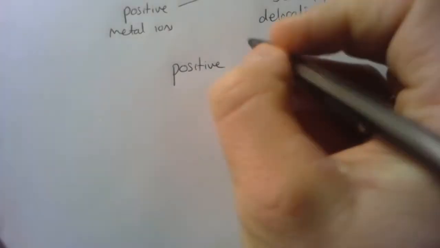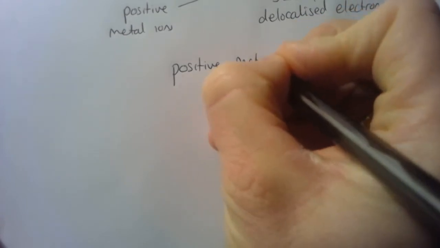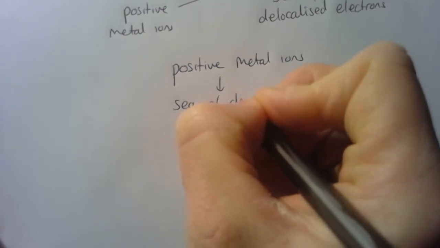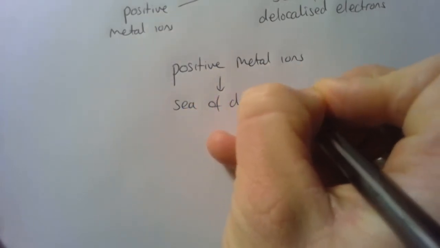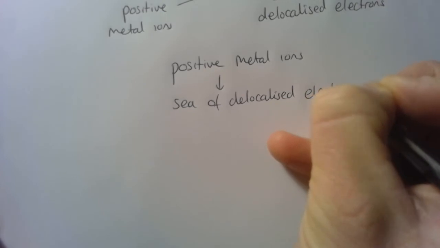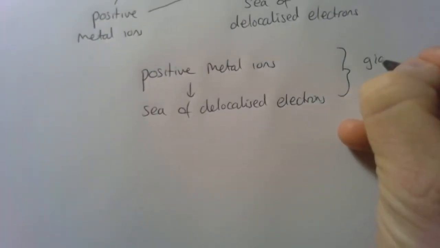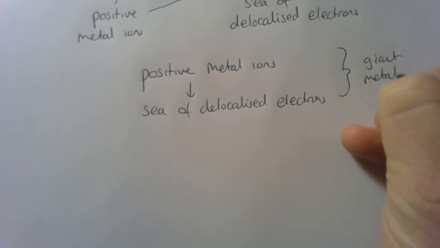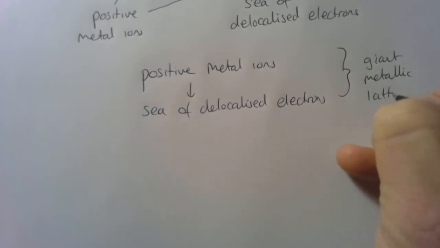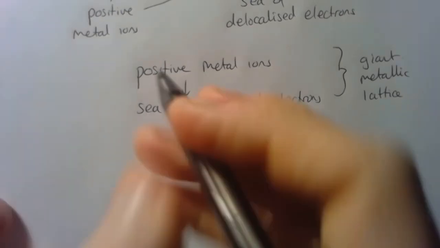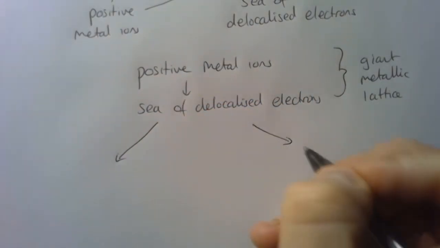So a metallic structure or metallic lattice is made of positive metal ions in a sea of delocalized electrons. And both of these give us the giant metallic lattice. So it's a regularly arranged structure that goes on infinitely, therefore it's giant, and lattice means it's a regularly arranged structure. So we've got 2 things that we need to know.